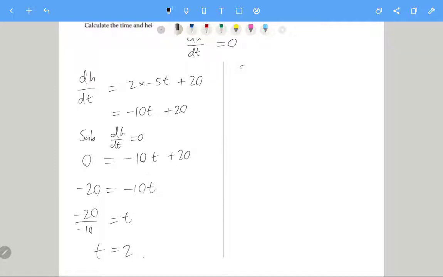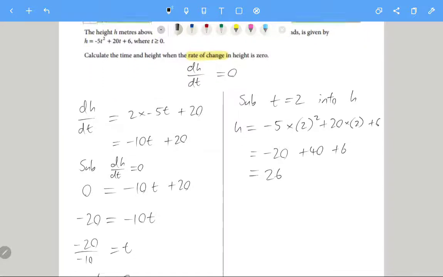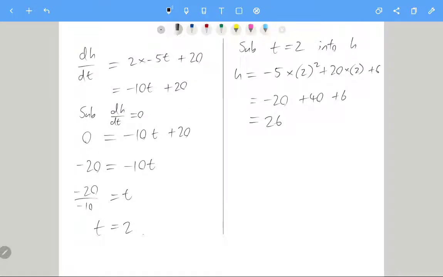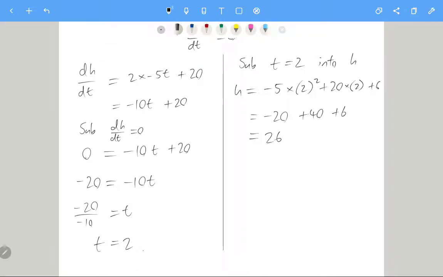So let's do that. So sub t equals 2 into h, and we get h is equal to minus 5 times 2 squared plus 20 times 2 plus 6. 2 squared is 4, so we get minus 20 plus 40 plus 6, which is 26. Alrighty, so when the ball is 26 meters high and at 2 seconds, the gradient is 0, or the rate of change is 0.